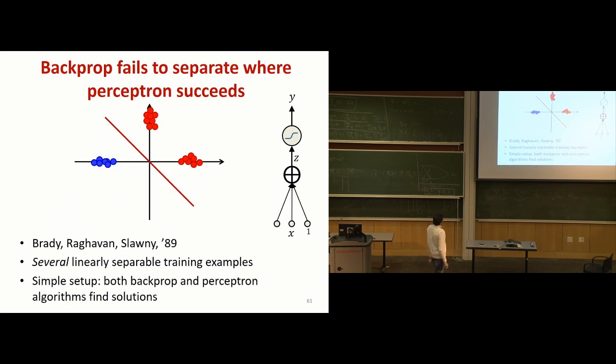Let's look at a simple example. This is a very nice paper by Brady, Raghavan, and Slaney in '89. So let's say you have this example data. You have all of these red dots which represent class 1 and these blue dots which represent class 0.